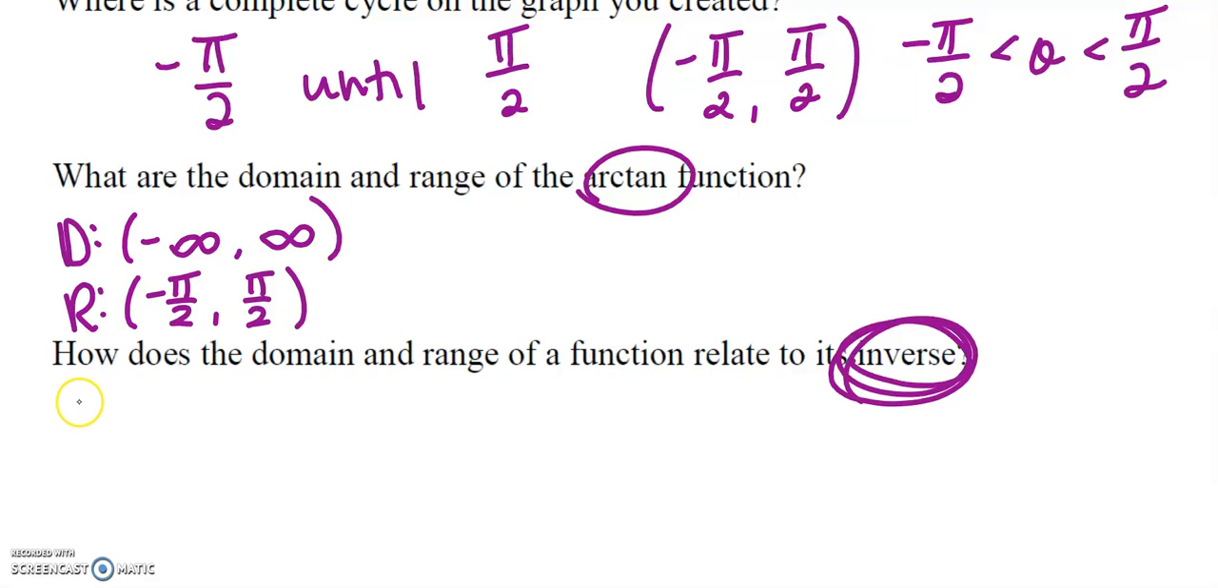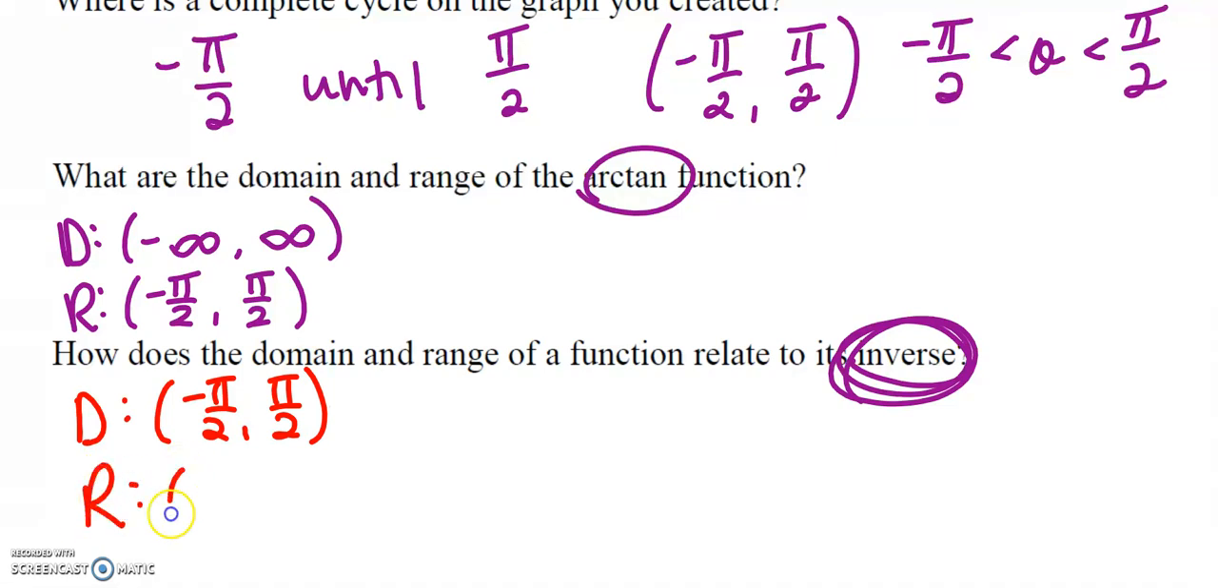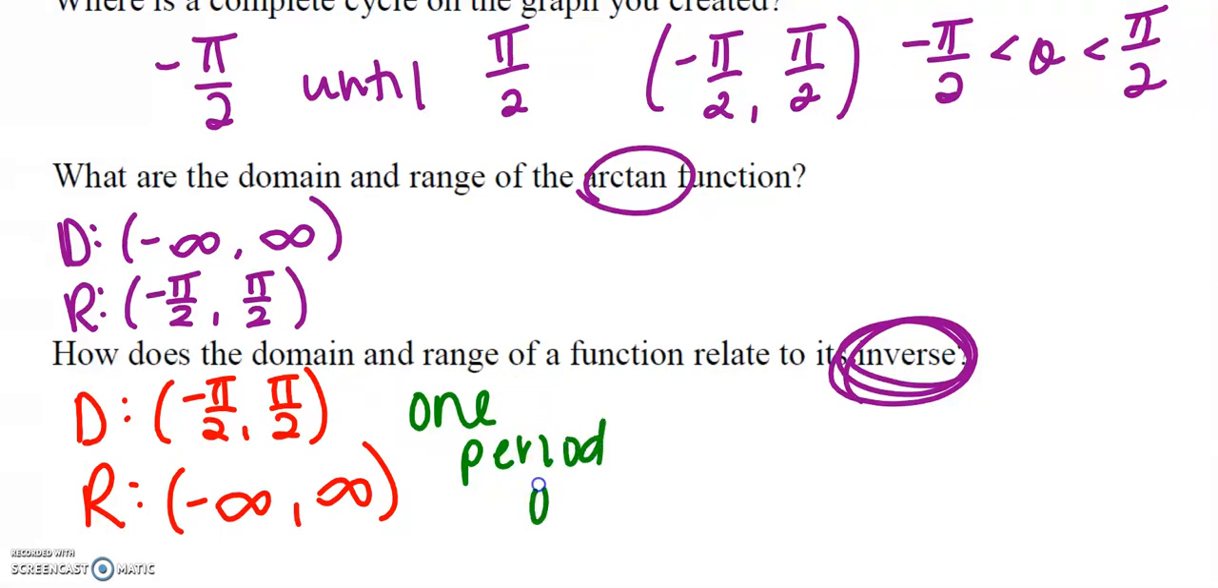So now my domain for tangent is going to be from negative pi over 2 to pi over 2 for that wave that I looked at, and my range is going to be negative infinity to infinity. Now, this is just talking about one period, one cycle.